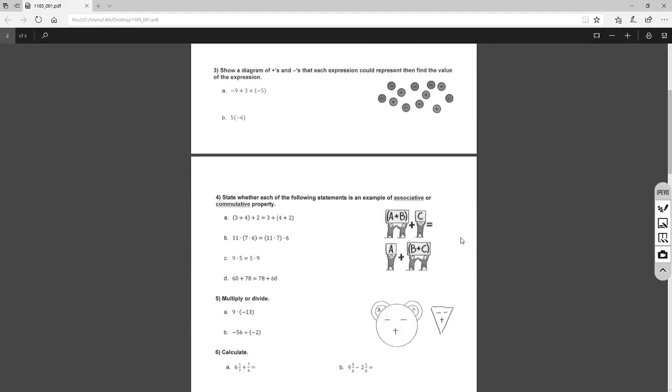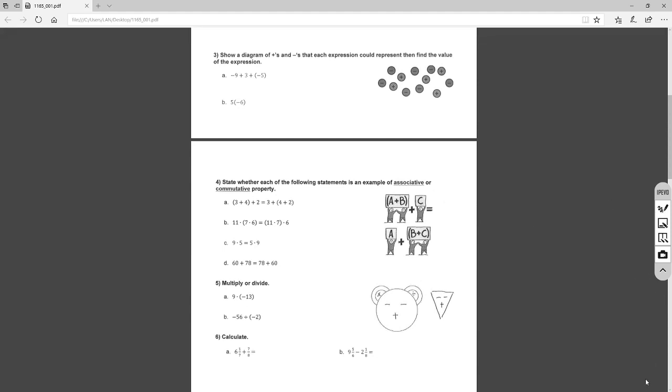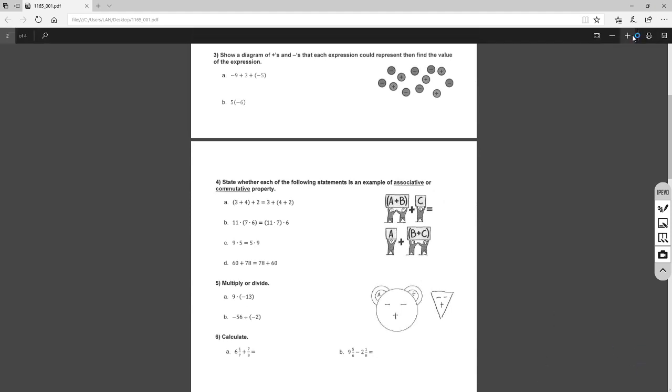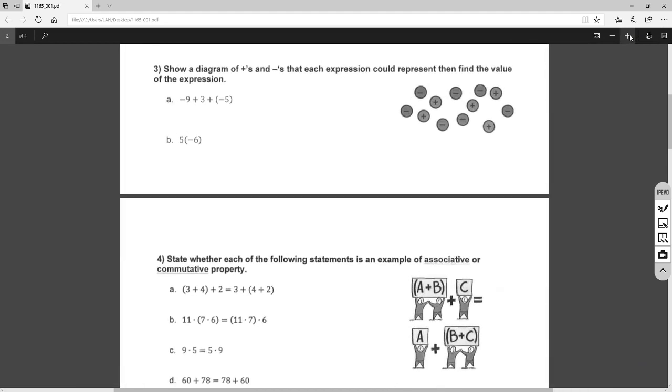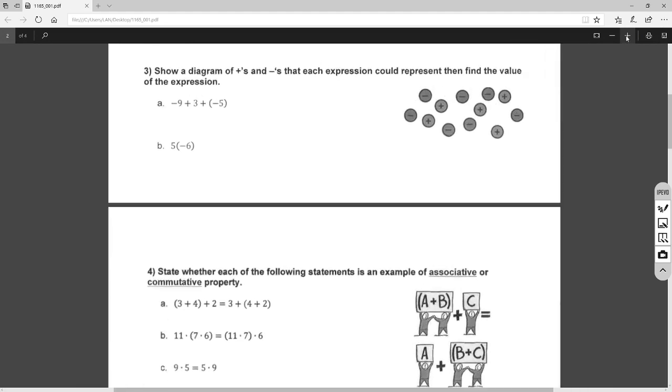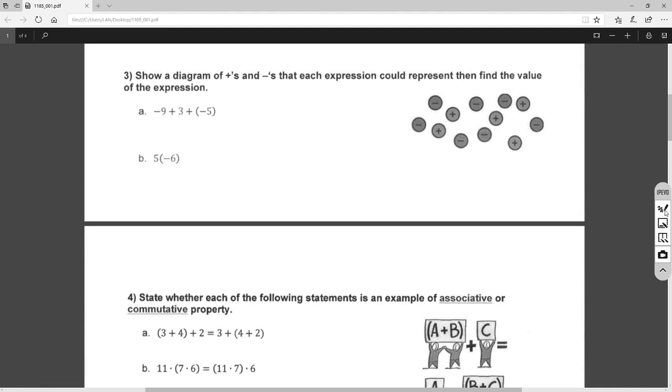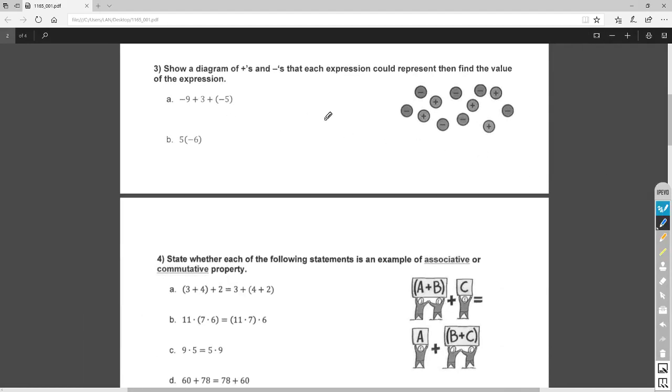Okay, so I think we're ready to move on to number 3 here. So let's go ahead and zoom in here. Okay, so for this one you want to just draw a diagram of plus and minus signs to solve each one. So starting with A, we have 9 negatives.